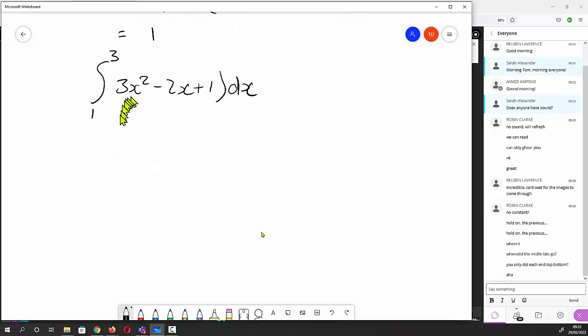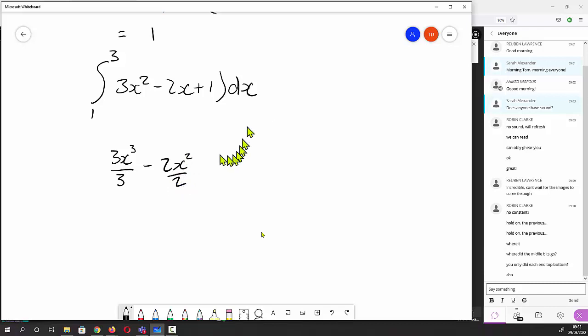So integrating this, we've got 3x, and then we increase the power by 1, so squared becomes cubed, and then we divide by the new power. Then we get minus 2. We've got x, we increase the power by 1, so that becomes squared, then we divide by the new power.